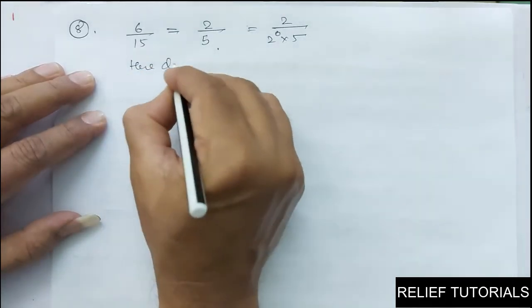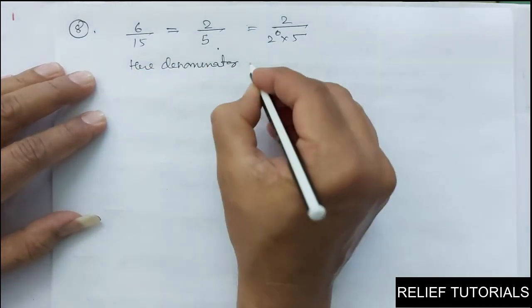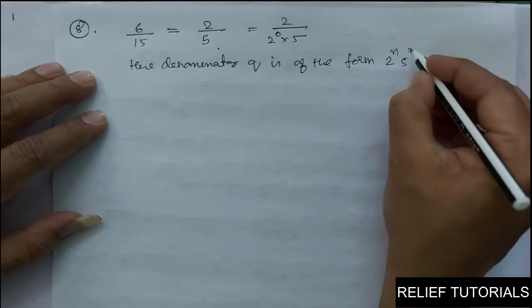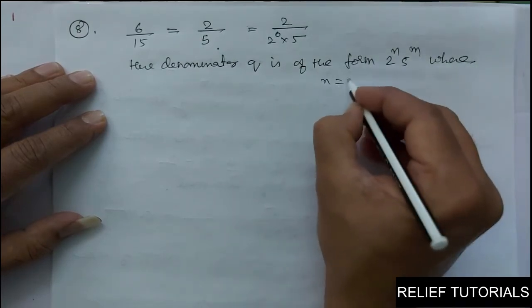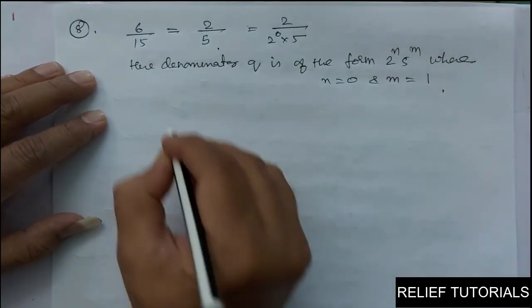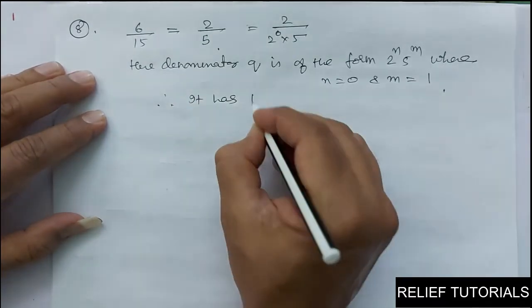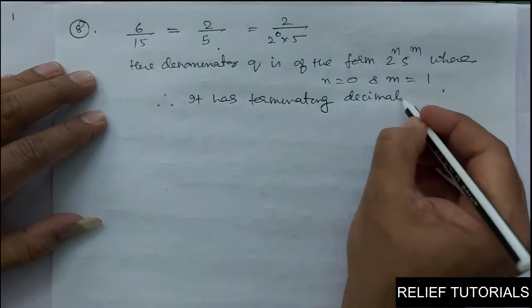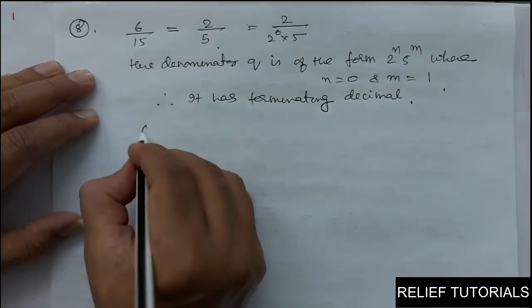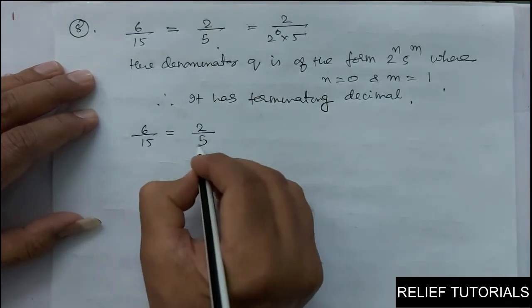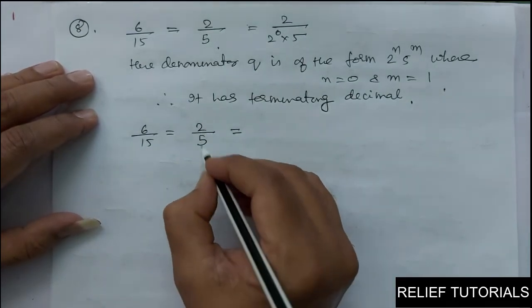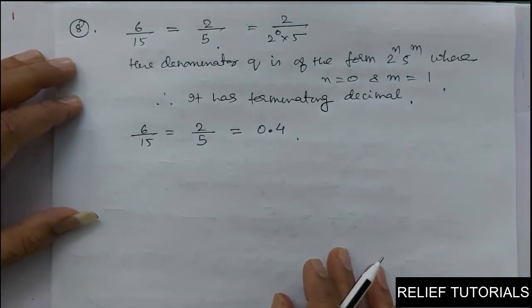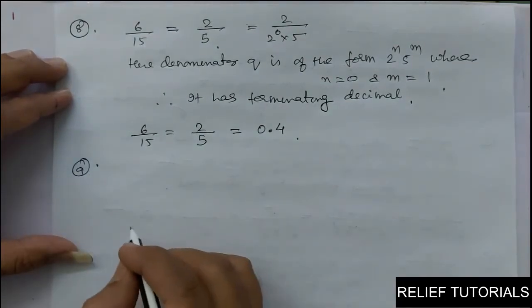So here the denominator q is of the form 2 raised to n, 5 raised to m, where n is equal to 0 and m is equal to 1. Therefore, it has a terminating decimal. Now, if it has a terminating decimal, you have to find the decimal form. So 6 upon 15 is equal to 2 upon 5. So 2 divided by 5, 4 upon 10, so 0.4. Clear? That was the 8th one.